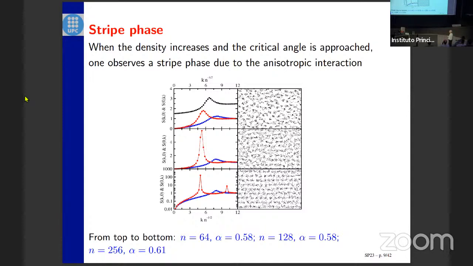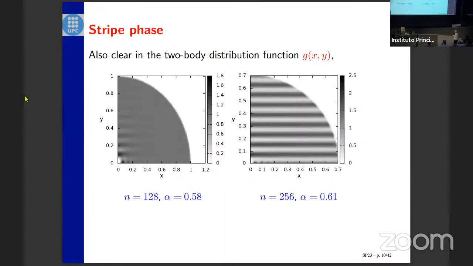You can also observe it in what is called the two-body radial distribution function, which shows the probability of finding two particles at a given distance. And you see that when the system is far from this formation of stripes, you see something here, but not relevant. But when you arrive at this regime, you see the formation of these clear bands. Okay, what is produced here is a stripe phase. This is called the stripe phase. So the system is organized in bands, separated by vacuum or quasi vacuum.